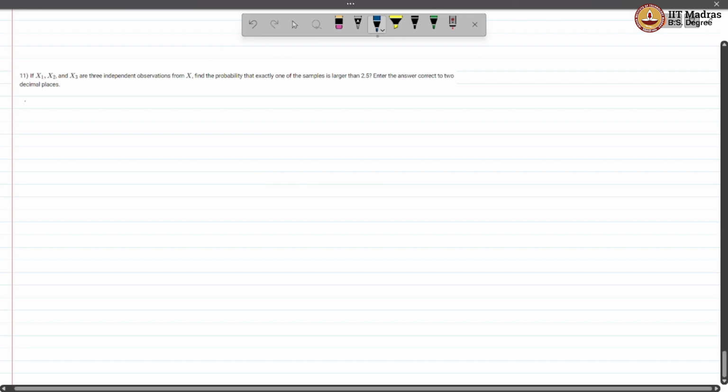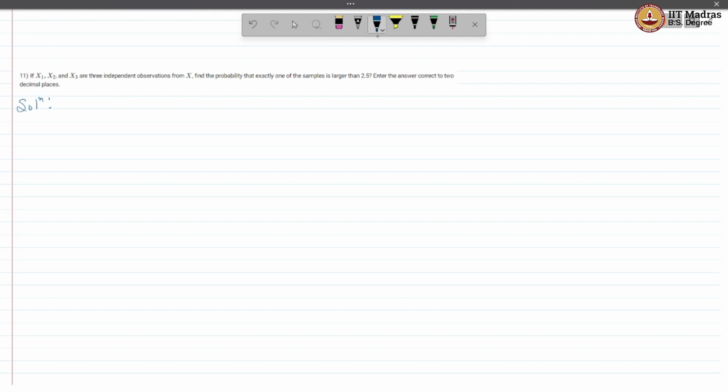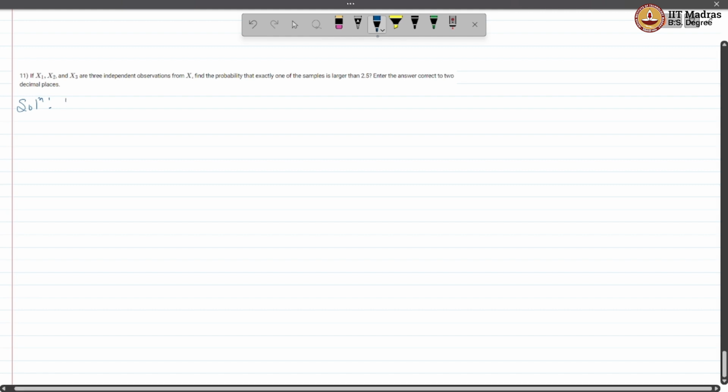Now coming to question number 11. In question number 11, let x1, x2 and x3 be three independent observations from x. Find the probability that exactly one of the samples is larger than 2.5. So let us consider a scenario where x1 is greater than 2.5 and both x2 and x3 are less than or equal to 2.5.